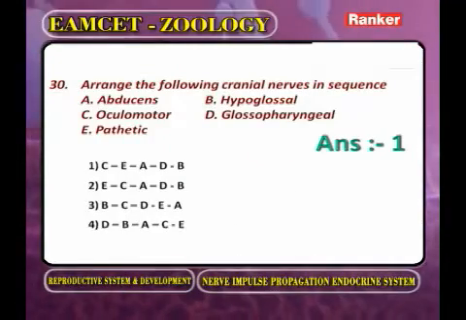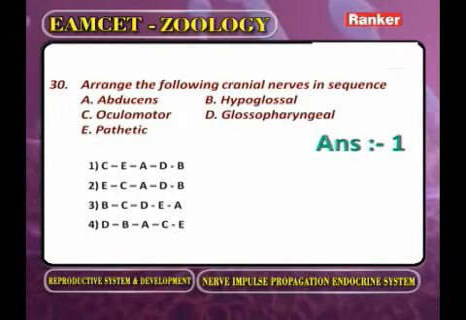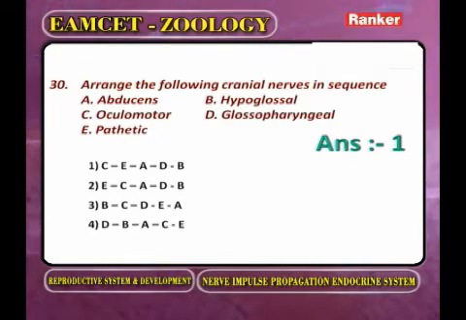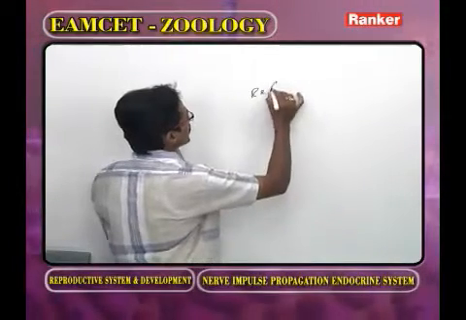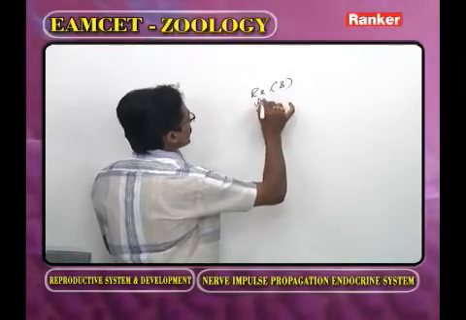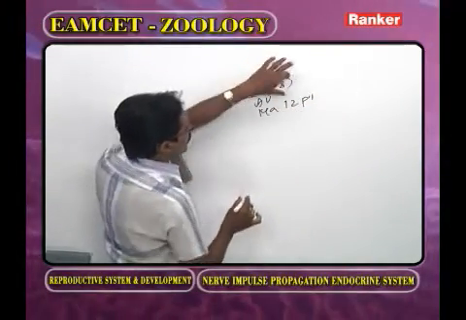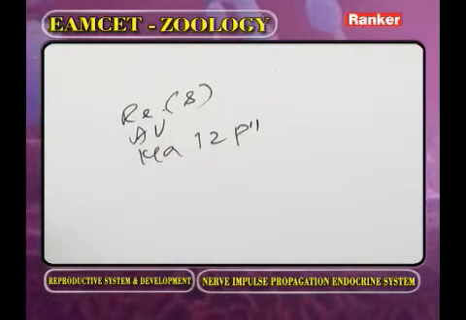Arrange the following cranial nerves in a sequence. Now, in case of all reptiles except the snakes, and in case of birds and mammals, how many pairs of cranial nerves are present? 12 pairs of cranial nerves.